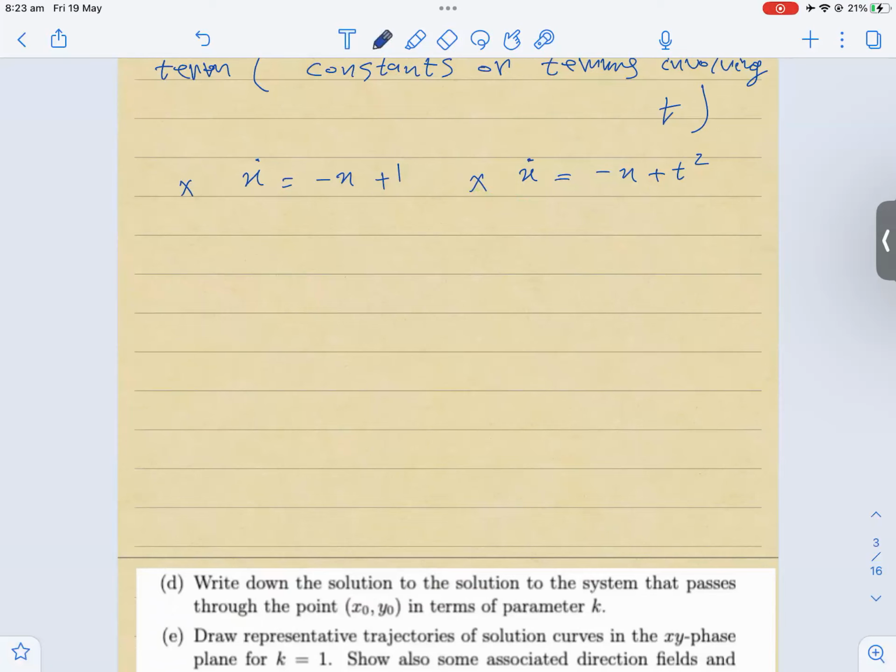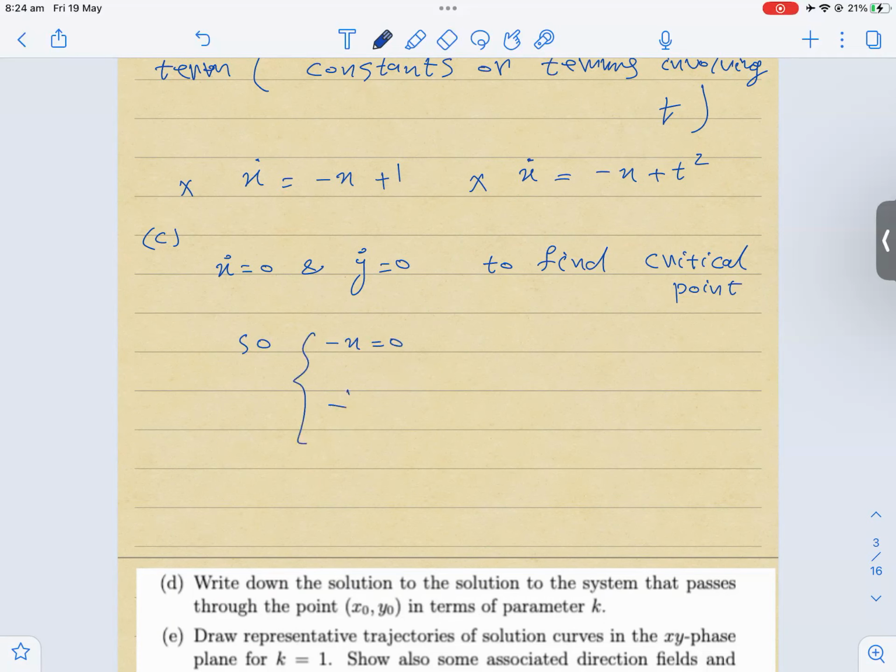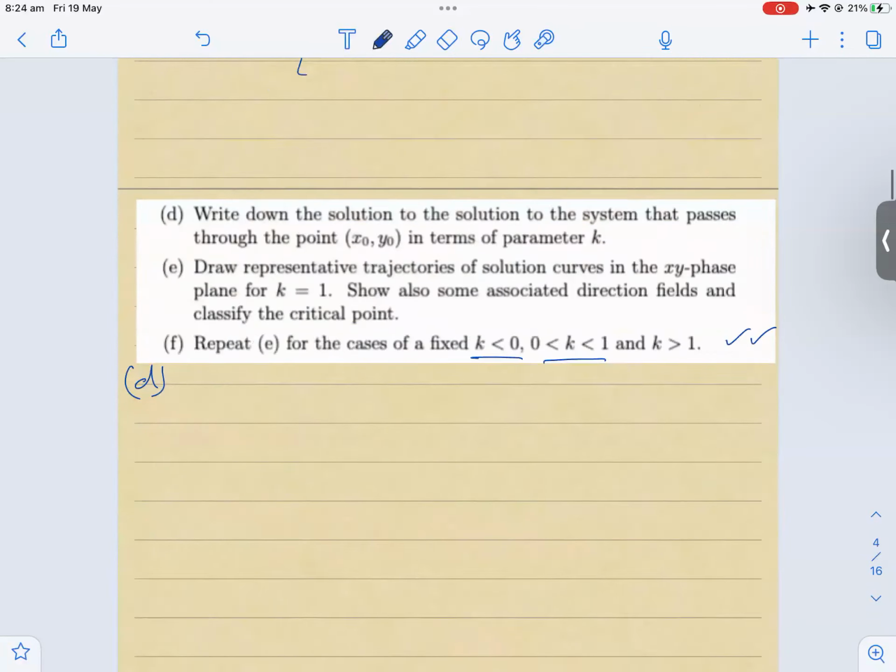Okay. Now, x prime equals 0 and y prime equals 0. This enables us to find the critical point. So minus x equals 0 and minus ky equals 0. As a result, x and y are 0. So that's why (0, 0) is the critical point.